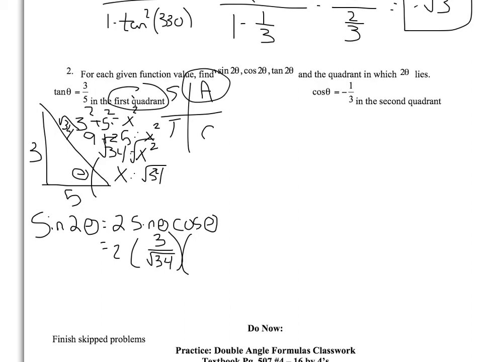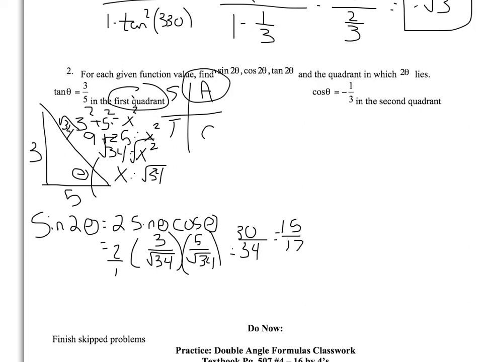Cos of theta is adjacent over hypotenuse, so 5 over radical 34. 2 times 3 times 5 is 30. Radical 34 times radical 34 times 1 is 34. This reduces to 15 over 17.